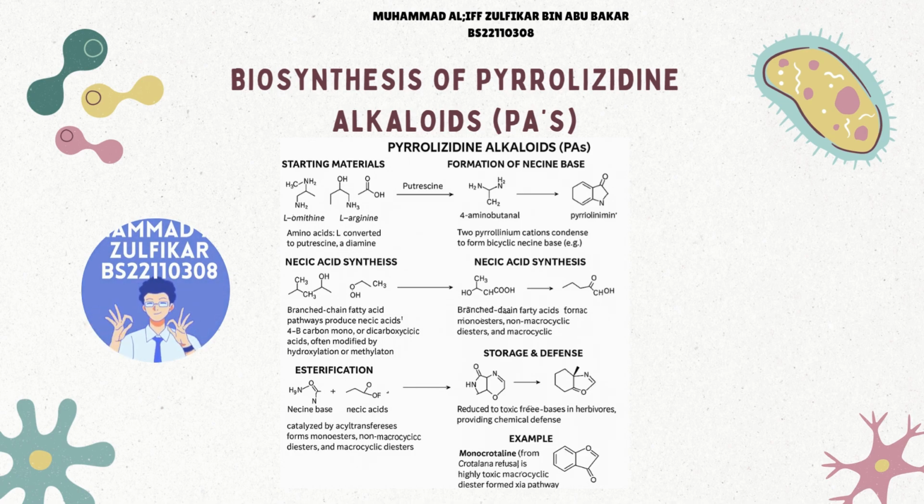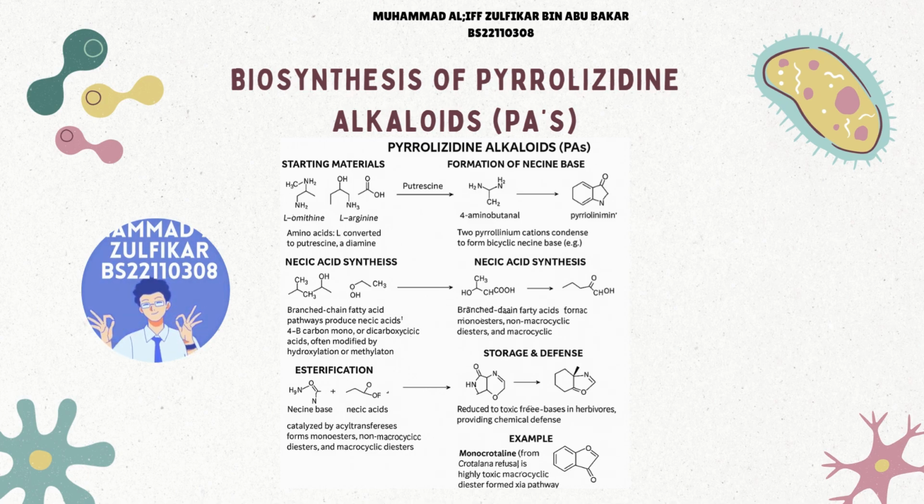The first step is amino acid precursors. The biosynthesis starts with the amino acids L-ornithine or L-arginine, which are converted into putrescine, a simple diamine involved in many metabolic pathways. This putrescine undergoes oxidative deamination by the enzyme diamine oxidase, producing 4-aminobutanal. This intermediate then spontaneously cyclizes to form the pyrrolinium cation, the key precursor to the necine base.